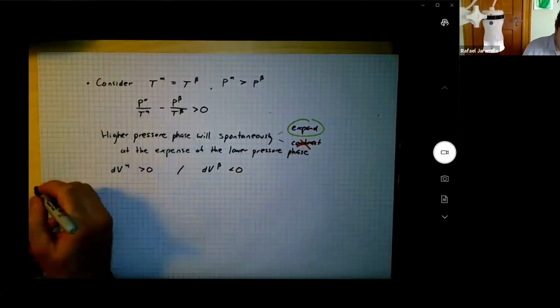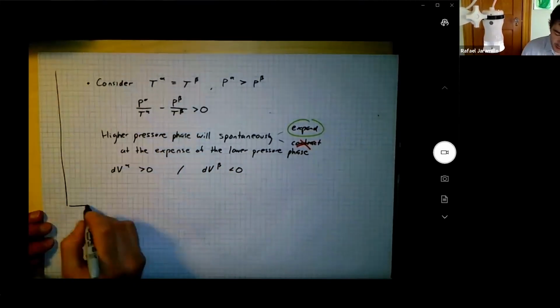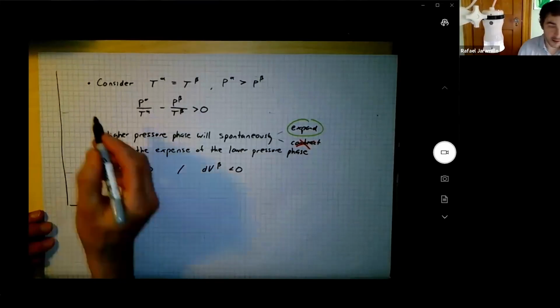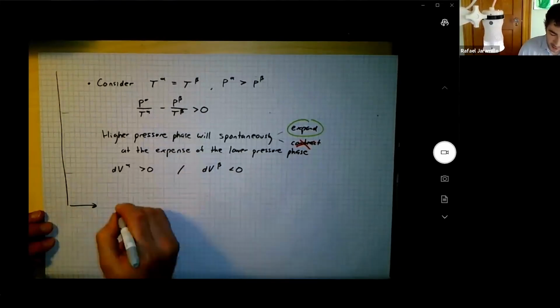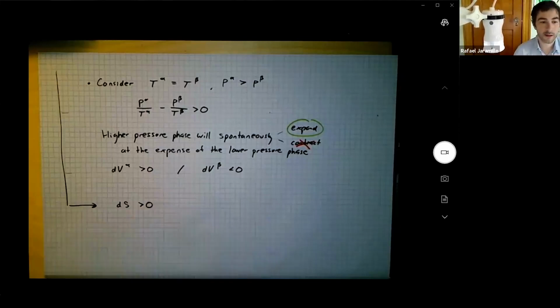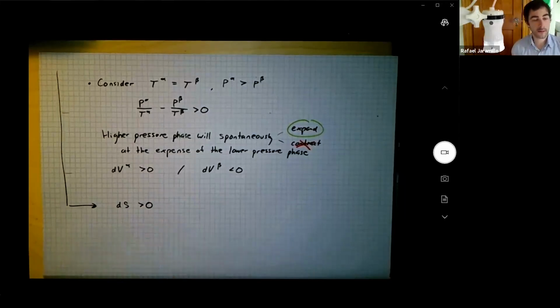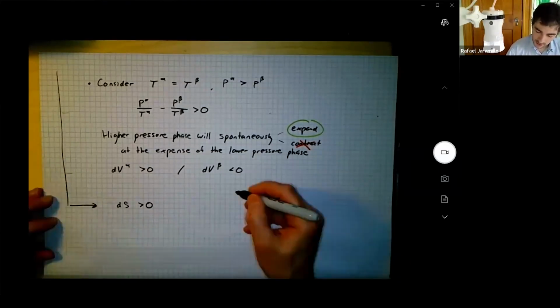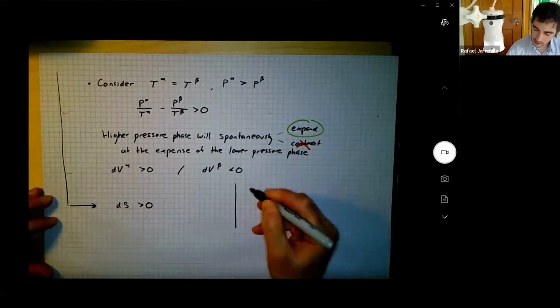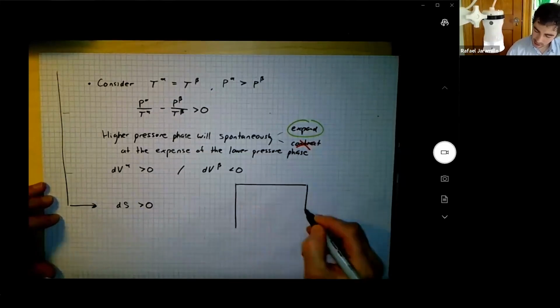And again, from the previous page and from these, I get dS greater than 0. So it's not just heat transfer that can increase entropy. It's also mechanical work that can increase entropy. Why is that, by the way? Let's go back to the baby book picture. Why is it that mechanical work can increase entropy? What's going on? Let me draw a picture.